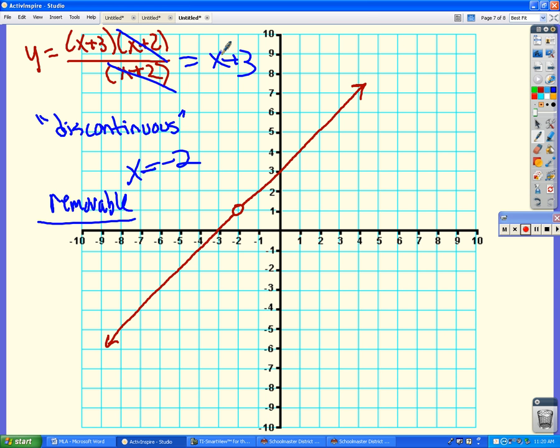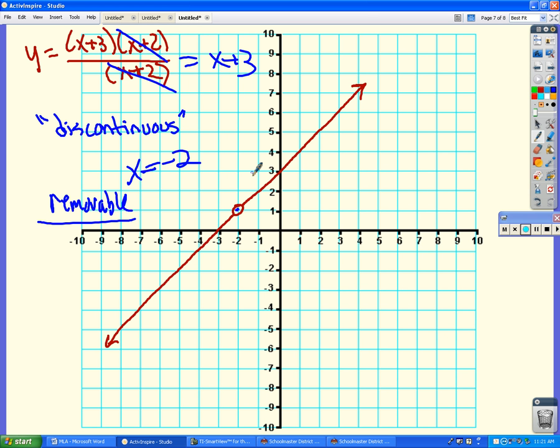Negative 2. If I plug negative 2 into here, what do I get? 1, which would fill that hole. If I plug in negative 2 for this, I get no solution. Okay? So these are almost the same. So it's a removable discontinuity.